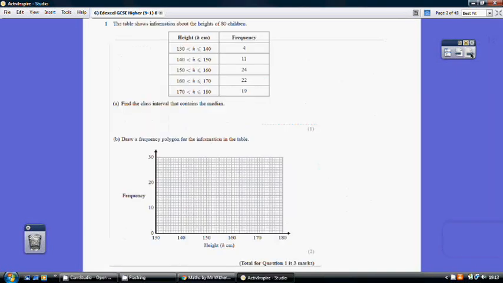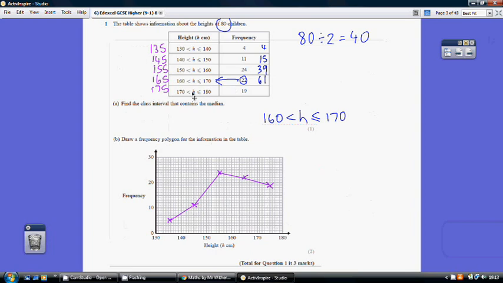Question 1. So find the class interval that contains the median. Well, the median is going to be the middle child. There are 80 children, so the 40th child is the middle one. So these are the children building up.